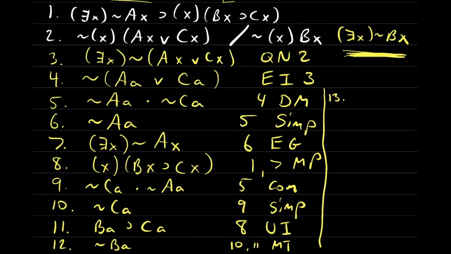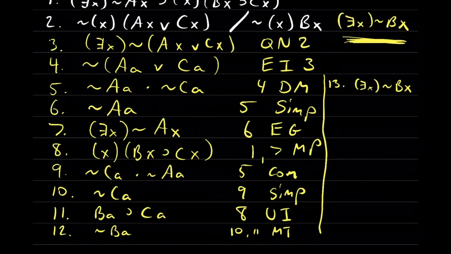That'll give us there exists some x, not bx. That will follow from line 12 by existential generalization. Sorry to make that so small. Okay, and we said that once we got that, we're really done with this proof. Once we've got that, we can apply quantifier negation.